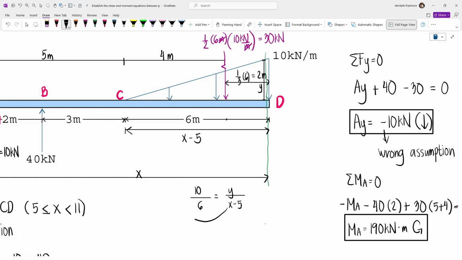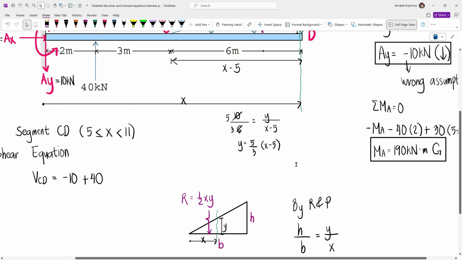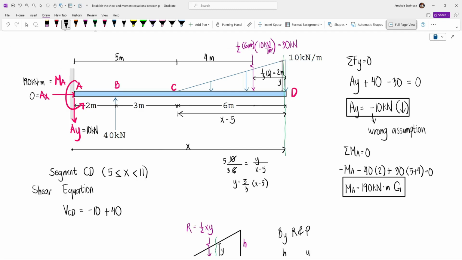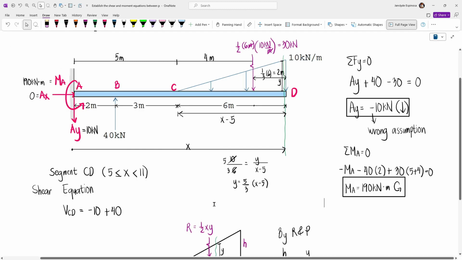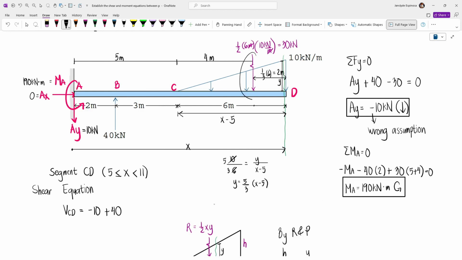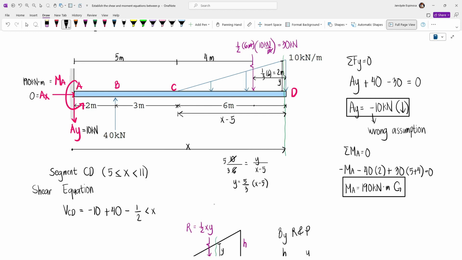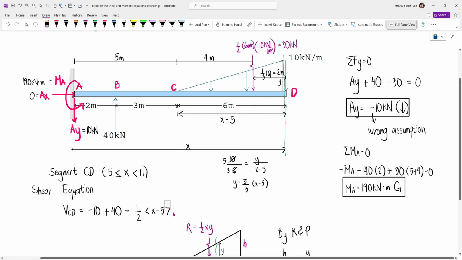And so multiplying this to the other side, we have y equal to, this is gonna cancel, this will become 5 and then this is 3. So we have y equal to 5/3 multiplied by x minus 5. So this is the value of y. Now for this cut, the resultant is gonna be the area, which is 1/2 times base times the height. However, since this is acting downward, this will be minus, so minus 1/2 times the base, which is x minus 5. Now here, we are using pointed brackets because what's inside cannot be a negative number.